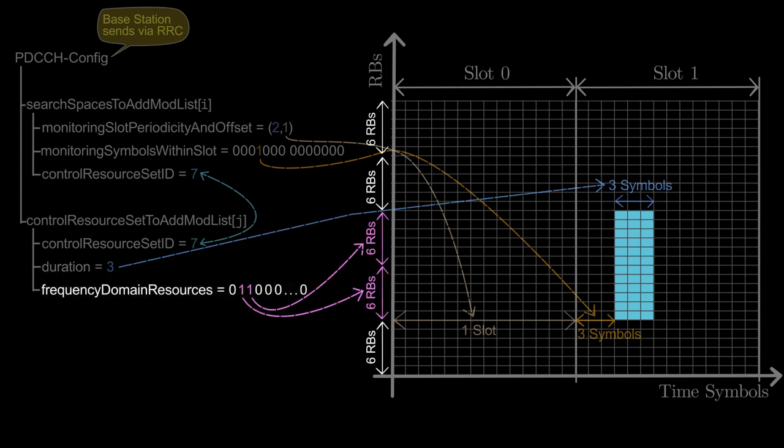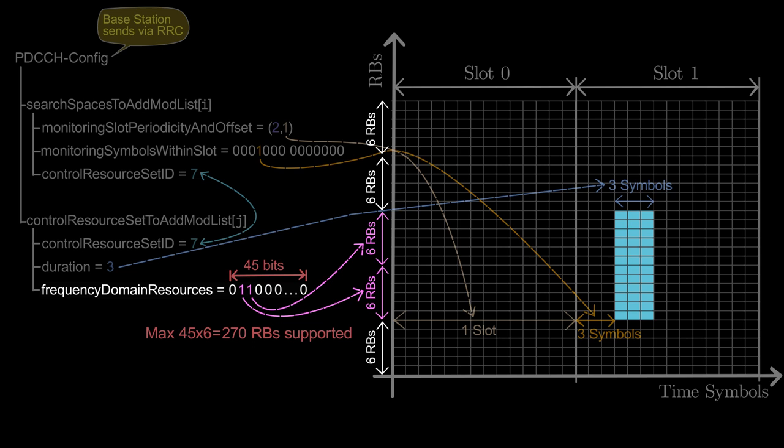The parameter frequency domain resources indicates the frequency of the CORESET. This parameter is a bitmap of 45 bits, and each bit corresponds to 6 RBs along frequency dimension. Therefore, a maximum of 270 RBs are supported within a bandwidth part.